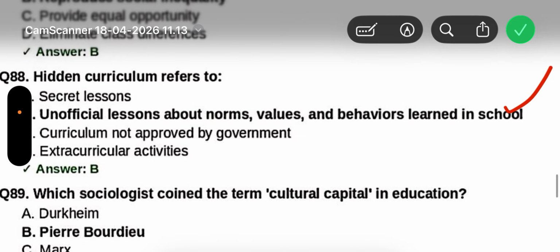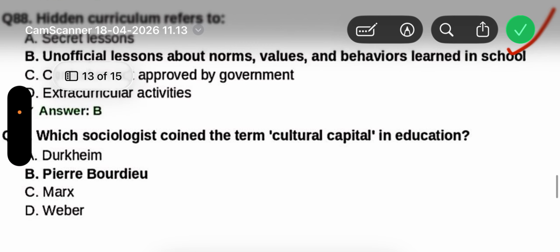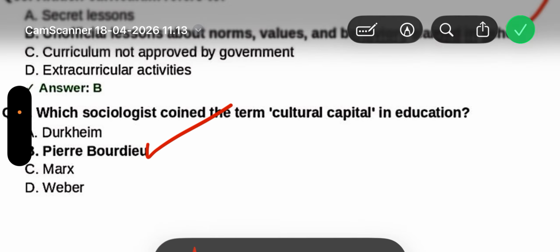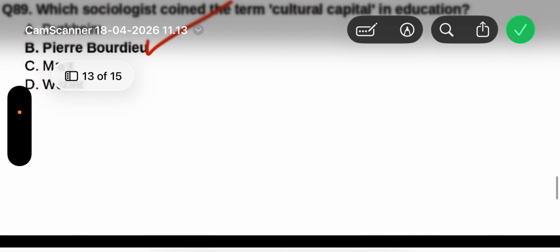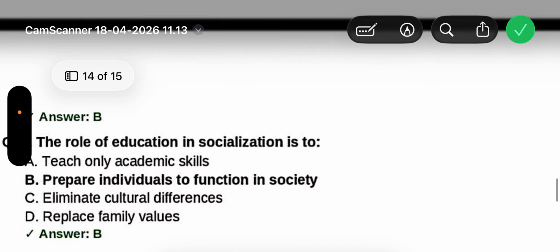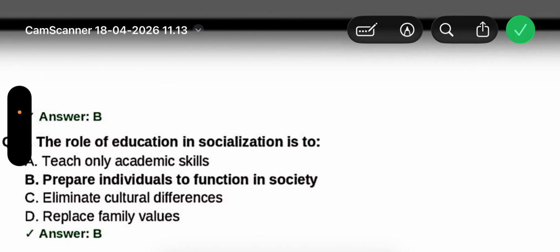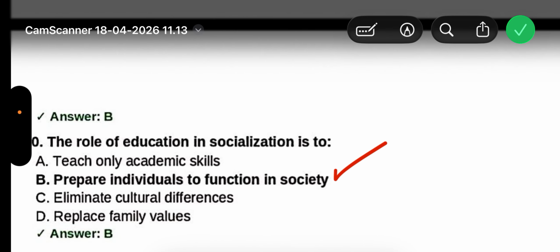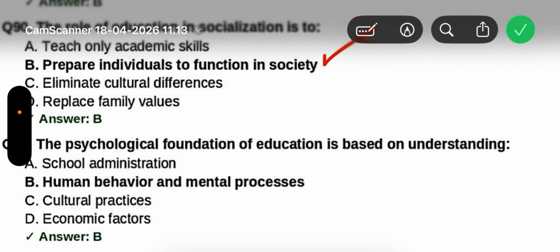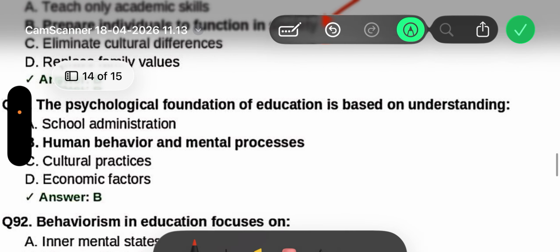Question number 89. Which sociologist coined the term cultural capital in education? The name is very difficult to pronounce. Pierre Bourdieu was a sociologist who coined the term cultural capital in education. Question number 90. The role of education in socialization is to prepare individuals to function in society. Question number 91. The psychological foundation of education is based on understanding human behavior and mental processes.